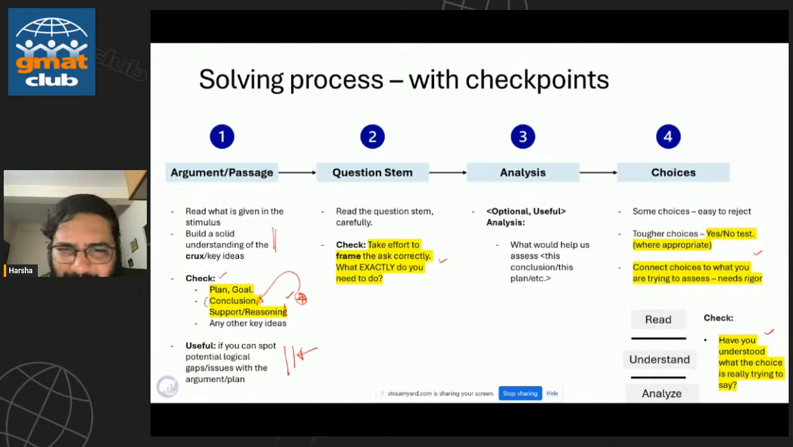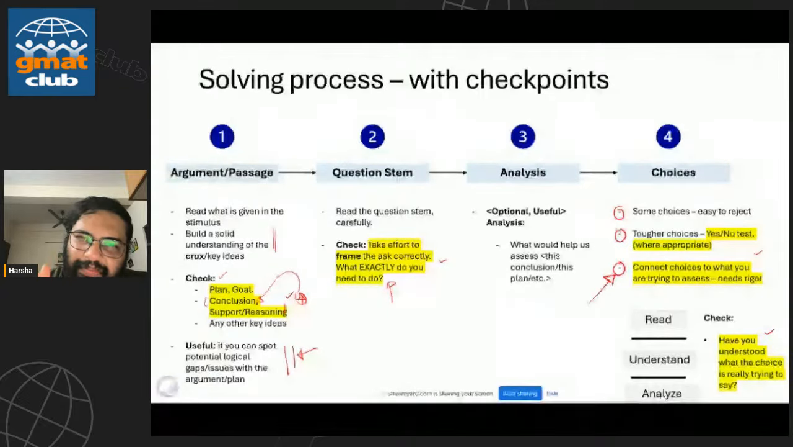Now, the other thing I really want to ensure is that you always frame what is required. You take some effort to really be crystal clear on what it is you need to do. And again, that's going to help you with the tougher questions. Now, where appropriate, you can use the yes no test. Some choices you can see from a mile away. One of the things which will help you with very difficult questions is you take a choice, you really have to be able to connect it to what you're trying to do. And this needs a little bit of rigor with the tougher questions.